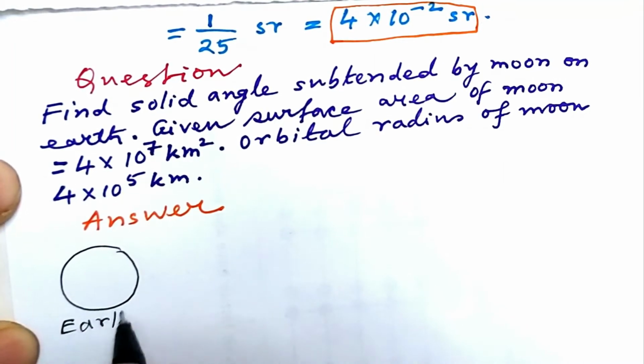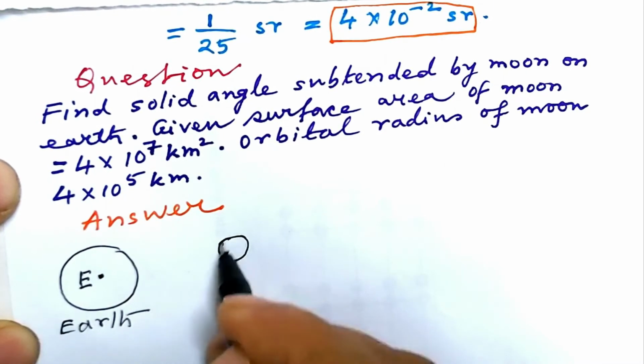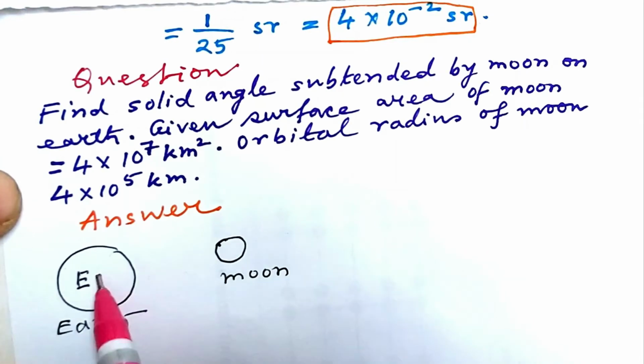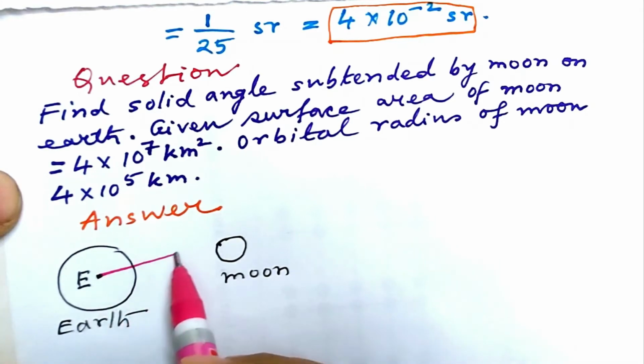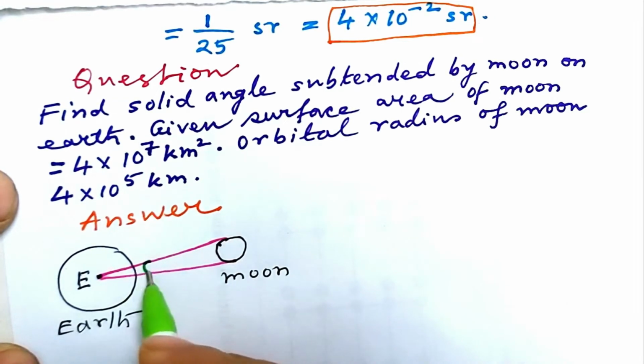This sphere is for earth, represented by the center, point E, say, and this sphere represents the moon. From point E, a faraway point, we draw tangents to the moon. In other words, connect the peripheral points of the moon visible from earth. And this is how we connect. We say that the moon subtends a solid angle omega at the center of earth.